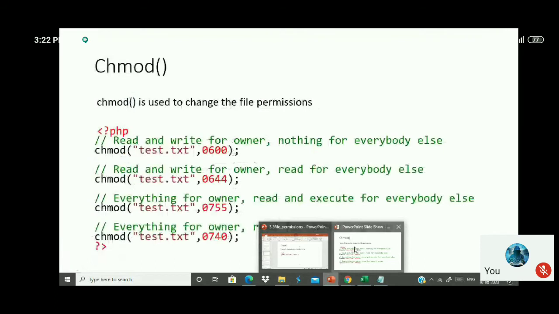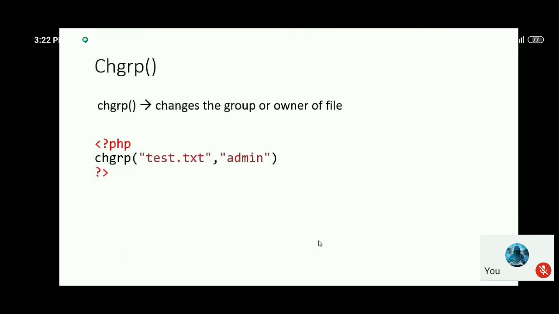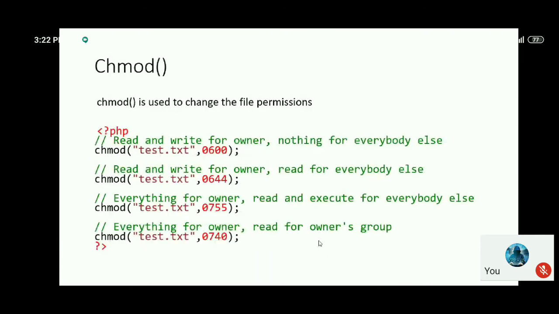So the next one is how to change the mode function. Mode means the rights of the file. Rights means you can read a file, you can write a file, and you can execute a file. chmod is called change mode. These are all commands which are specific to an operating system.